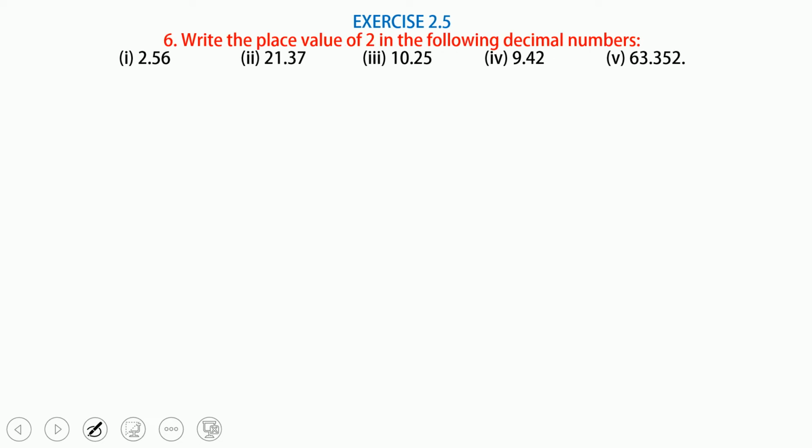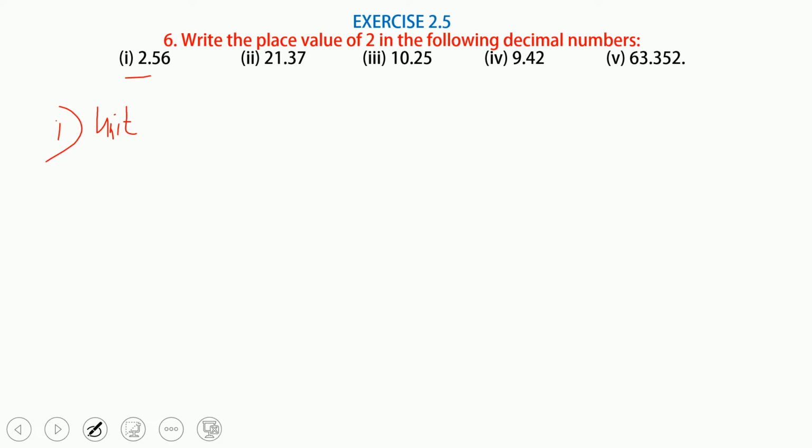Now find the place value of 2 in the following decimal numbers. Now you have to find the place value of 2 in the decimal numbers. Write the place value. What is the place value in the first one? The place is the unit, correct? The place value is the unit.